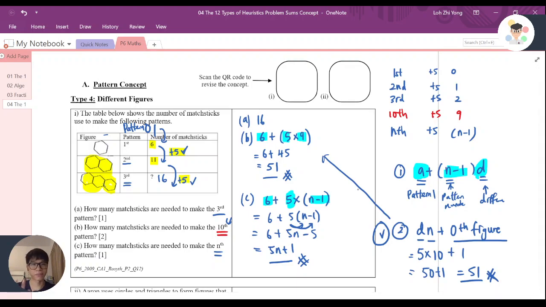So basically, this is about this question. However, different figures have so many different types of questions. So this is just one of those, the basic one, the easiest one, okay?